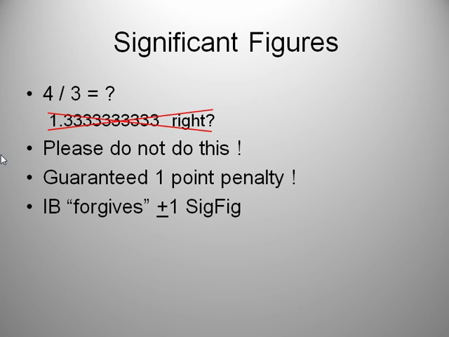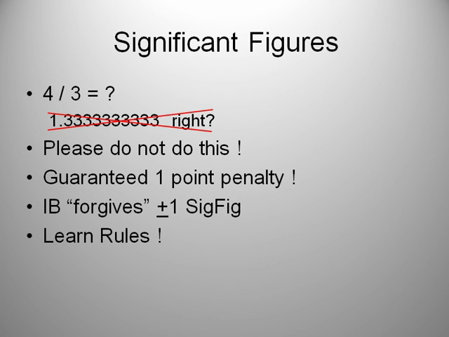So what do we need to do? Well, IB forgives, right? You get to be within plus or minus one significant figure on your final answers. So if you wrote all this, it would definitely be wrong. But the question is, how many should you have and how many can you get away with? Well, we need to learn the rules. I'm not going to go over the rules for significant figures here in this screencast, but they're all over the internet and they're in your textbook, so they're everywhere, ubiquitous.